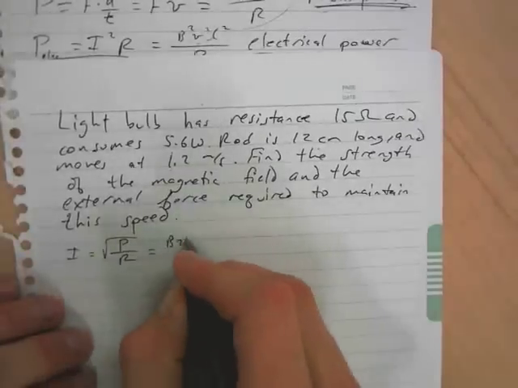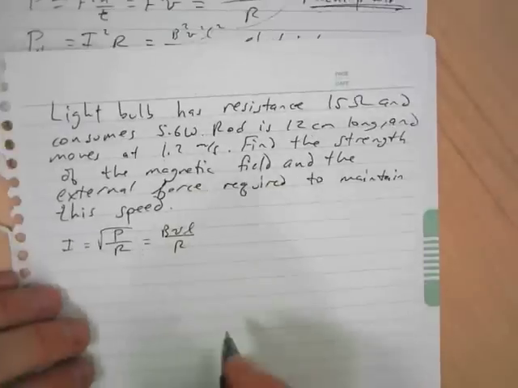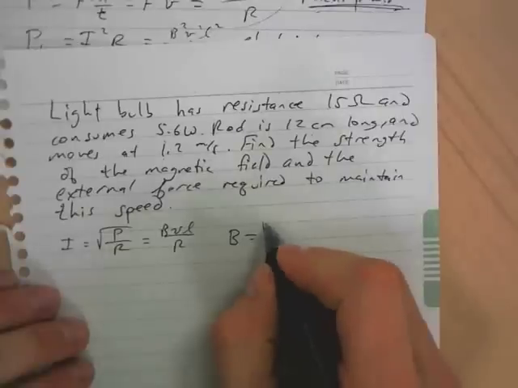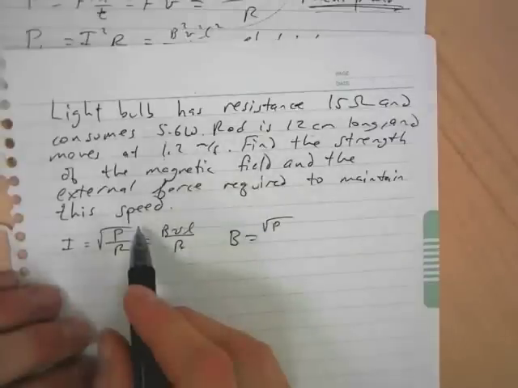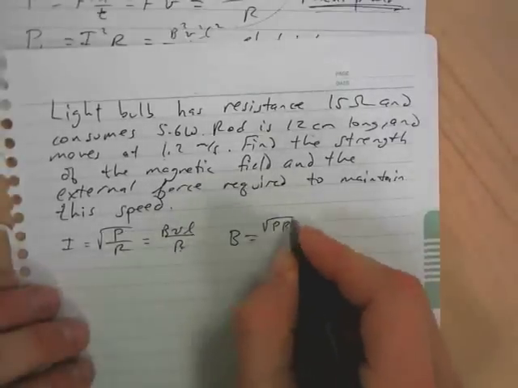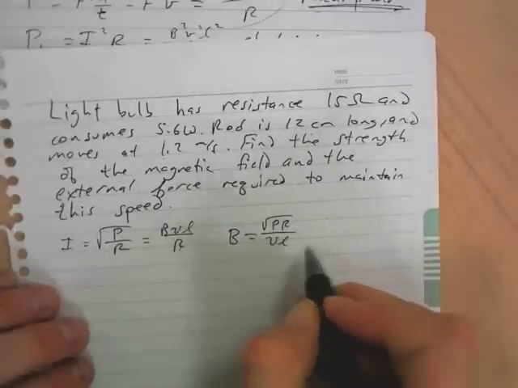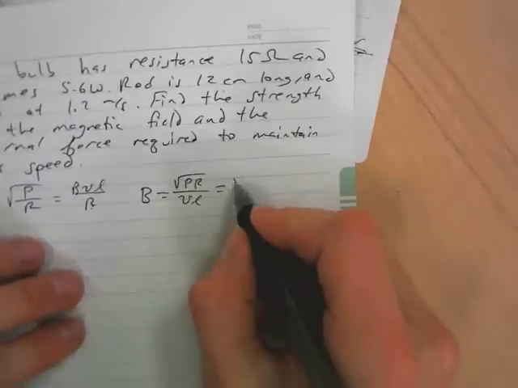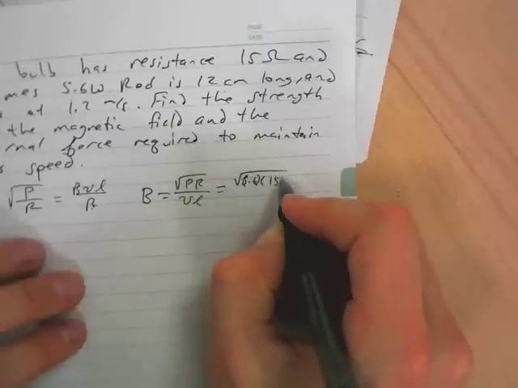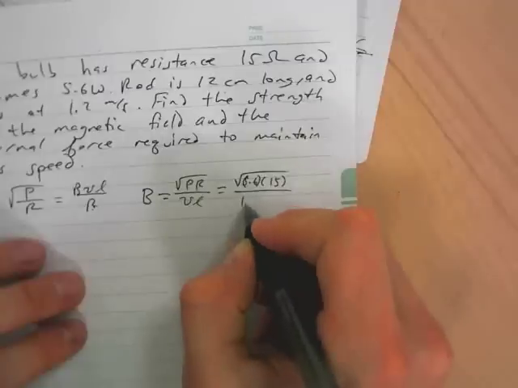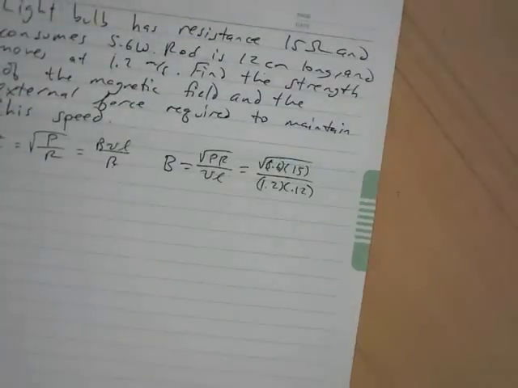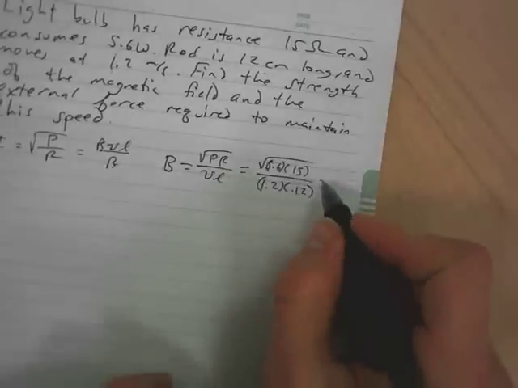So that's equal to BVL over R. And so if we rearrange this, we get that our B field equals square root of power, if we multiply this over, we have resistance over square root of resistance, which is just root resistance on top, over VL. And then we can plug values in. Our power was 5.6 watts. Our resistance was 15 ohms. Velocity is 1.2. Length is 0.12. And we can stick that into our calculator to get a B field of 63.64.